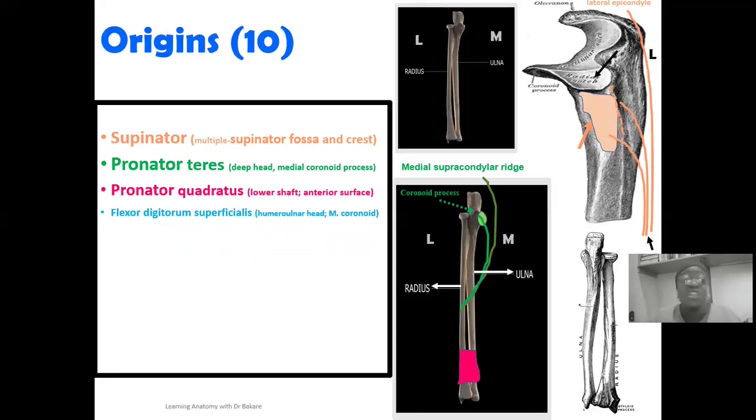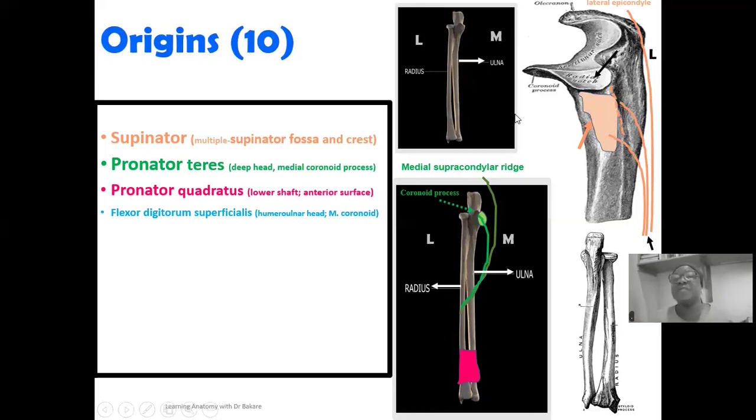This flexor digitorum superficialis is also seen to have two heads. It is seen to have the humeroulnar head and also the radial head. Let's first go through the humeroulnar head. The humeroulnar head, specifically if you break down this name, you see that it has the humeral component and also the ulnar component. It is the ulnar component of the humeroulnar head that is related to the ulna, and this is understandable. So now let's use this upper image here to describe this.